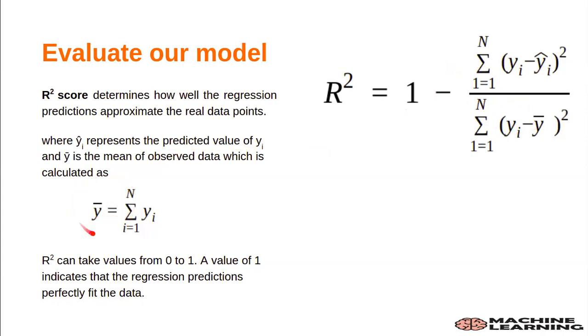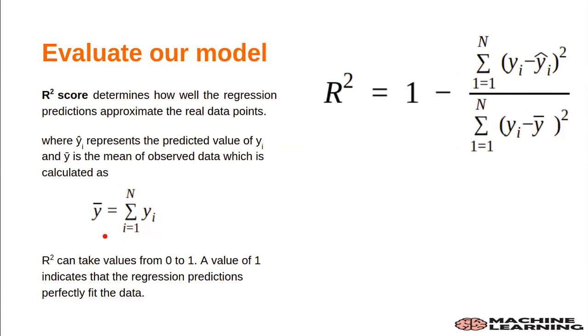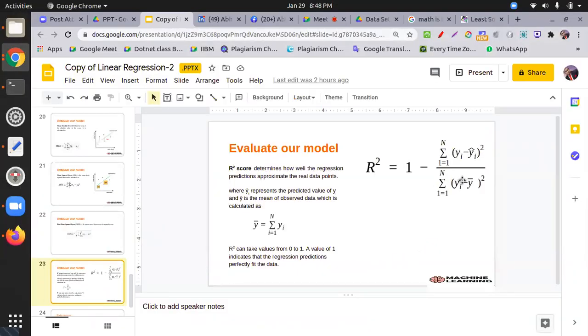It should be multiplied by 1 by n, sir. Yes, y bar is multiplied by 1 by n. The R square formula is right, but the y bar formula is wrong. You are not dividing all the data points by the total number. Okay, that's good. Actually, these are from two different sources, sir, that's why.